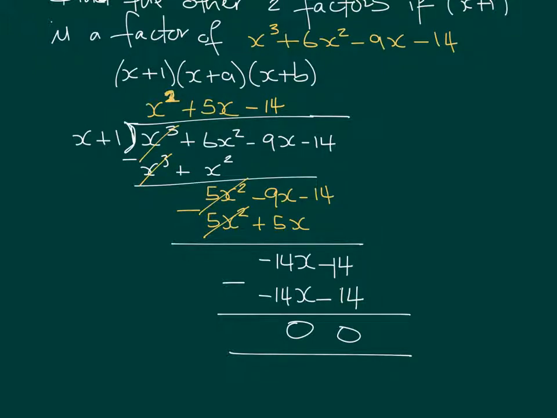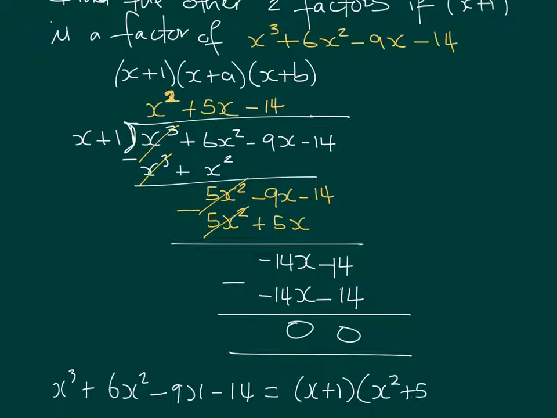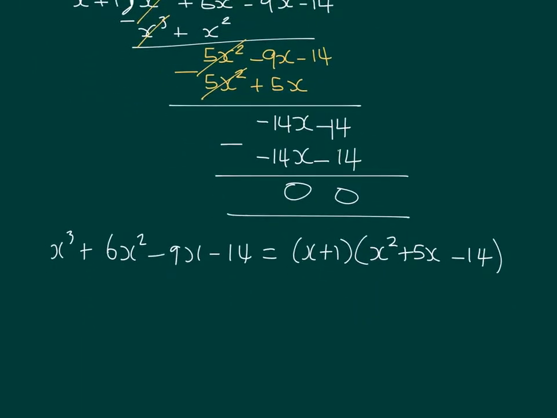So it means therefore that x cubed plus 6x squared minus 9x minus 14 is equal to x plus 1 and x squared plus 5x minus 14. Now you might notice that this answer doesn't look like this just yet, and that's because I need to factorize this. Okay, now because it's a quadratic, it's very easy to factorize, so let's go ahead and factorize that.